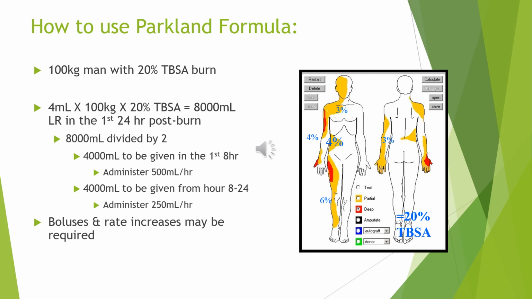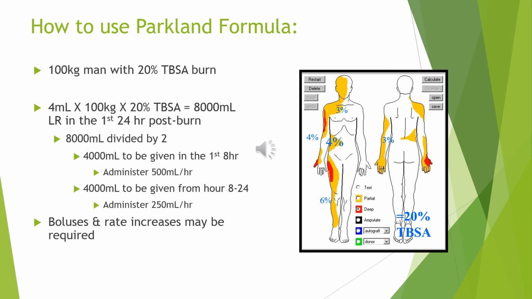So with that said, if our patient then needs 8,000 milliliters of fluid, we're going to divide that by 2, and in the first 8 hours, we're going to give 4,000 milliliters. We'll have to divide the 4,000 by 8 hours, and we're going to come up with 500 milliliters per hour that we're going to be giving them in the first 8 hours.